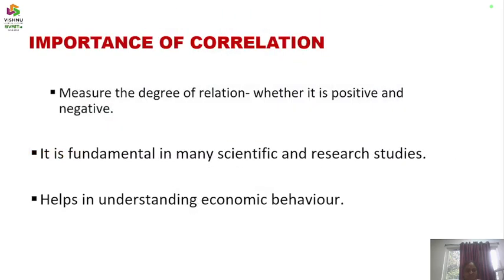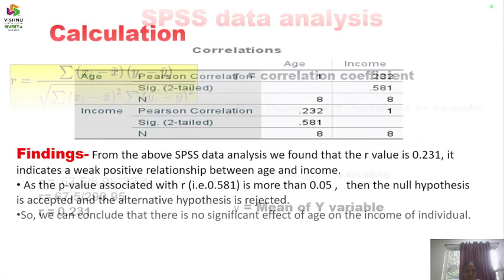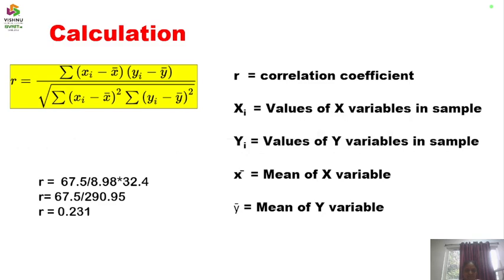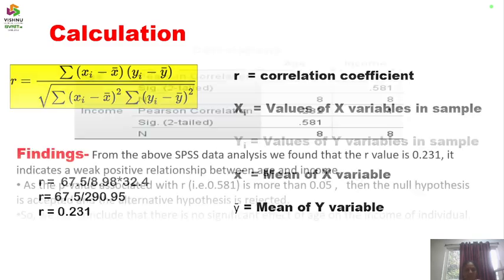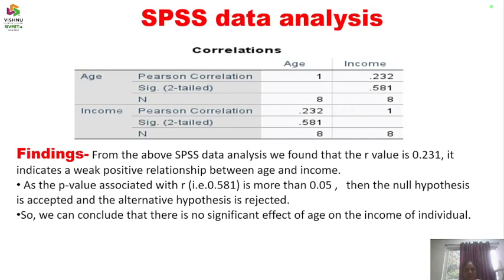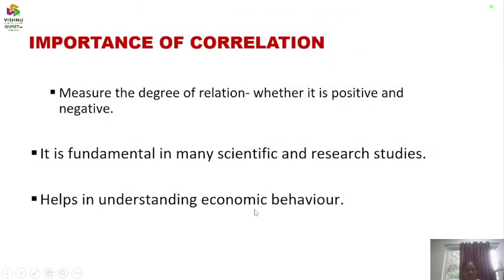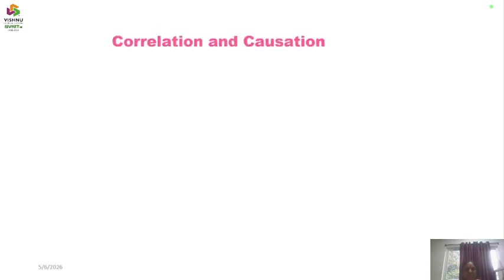Moving on to the importance of correlation, it measures the degree of correlation, whether it is positive or negative. In the previous example, we got a positive correlation, but in a weak mode. It is fundamental in many scientific and research studies, and helps in understanding economic behavior also. So that's the importance of correlation.